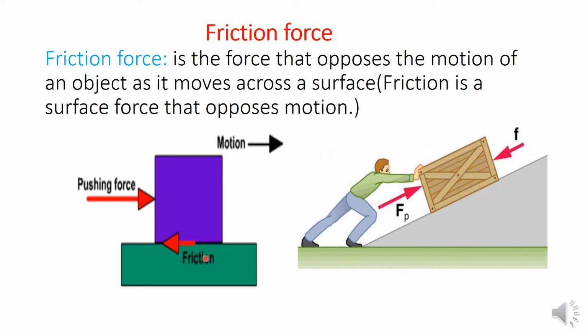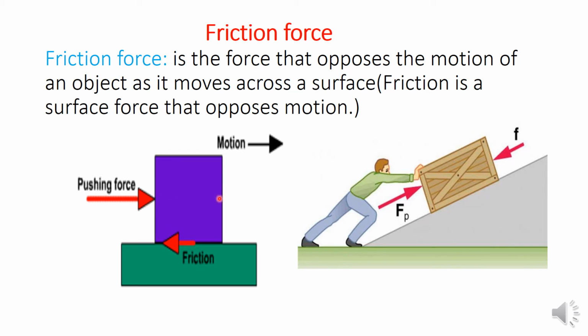In picture 1, if the blue block slides across the green block, the friction force will react in the opposite direction of the motion of the blue block. If the blue block slides in this direction, the friction force on the green block acts in the opposite direction of the blue block.